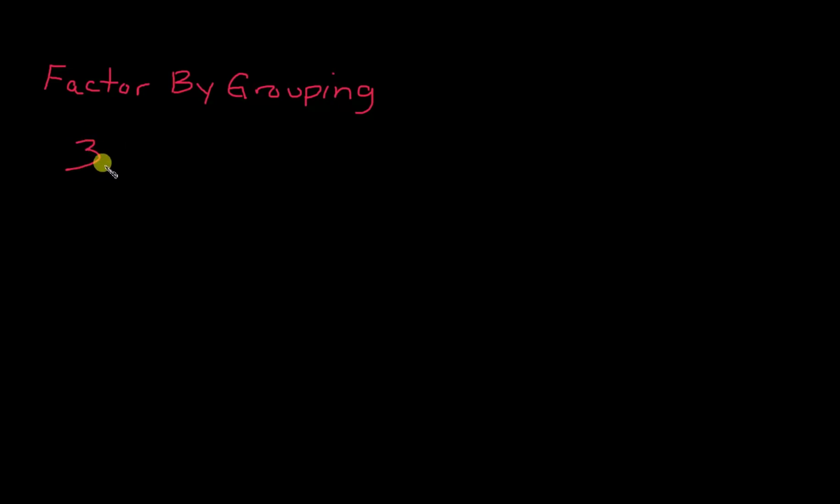So let's see what that means in simpler terms. Let's start with this example: 3x cubed minus 6x squared minus x plus 2. When you're factoring by grouping, the whole key is in the word grouping.